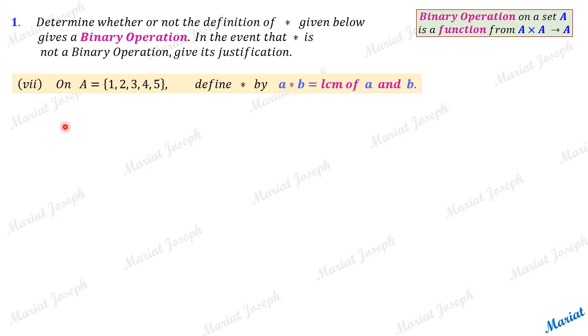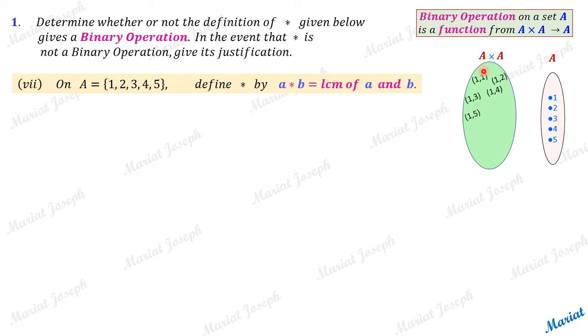In the next example, the set given to us is very specific. Set 1, 2, 3, 4, 5, only 5 elements. And the rule given is A star B is equal to LCM of A and B. LCM of A and B is the result. Here set A is 1, 2, 3, 4, 5 only. And A cross A will be the pairs made out of these numbers only. No other pair will be involved. Then, how will we find the image? What is the LCM of 1 and 4? LCM of 1 and 4 is 4. What is the LCM of 2 and 4? LCM of 2 and 4 also is 4. Yes, the images are present here. And of course, for any pair, there is a unique LCM.